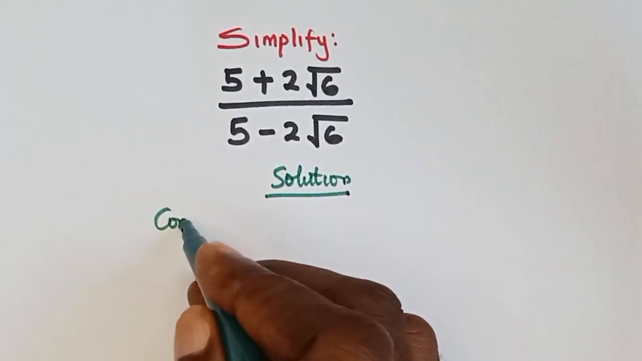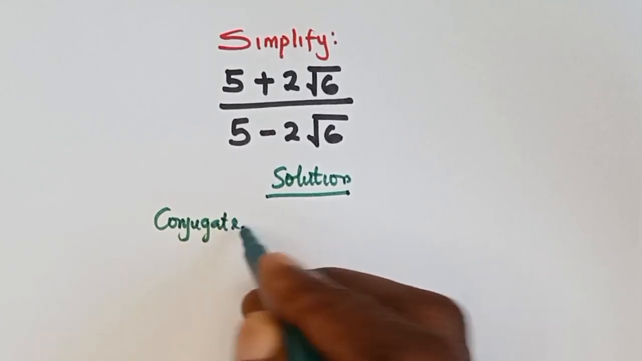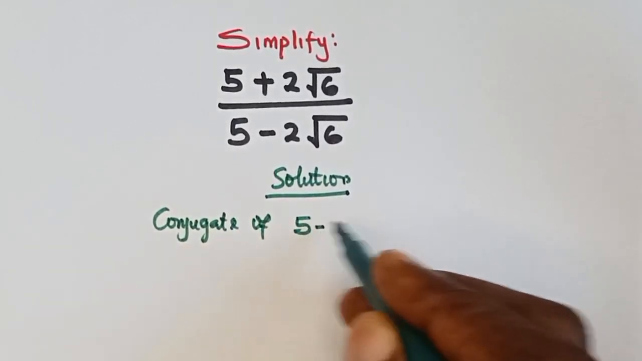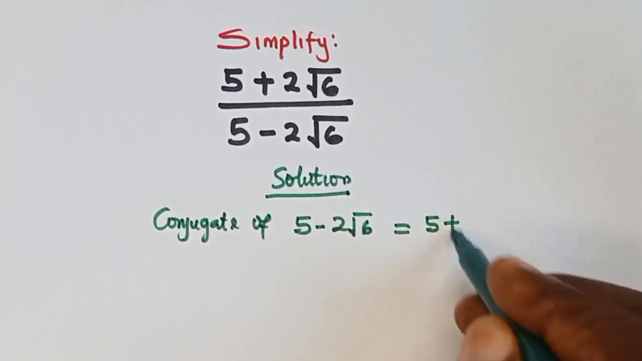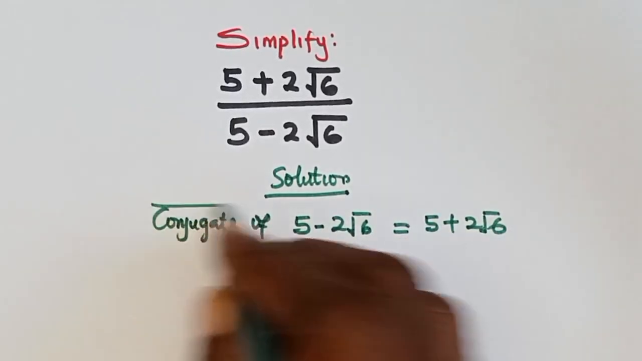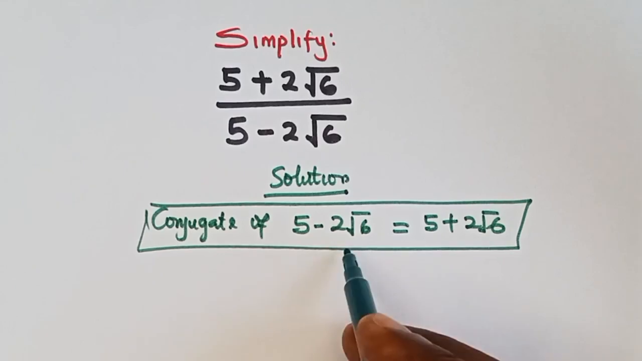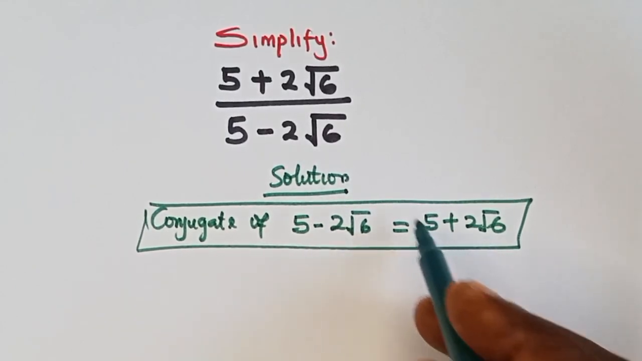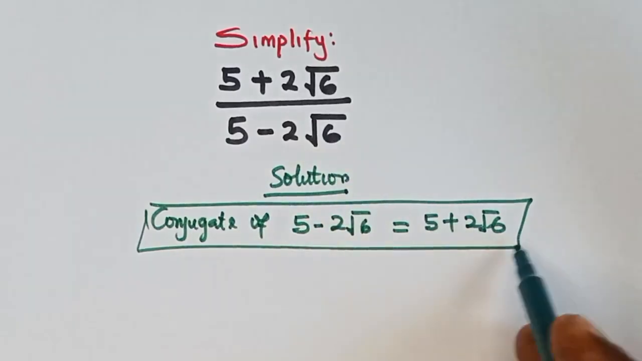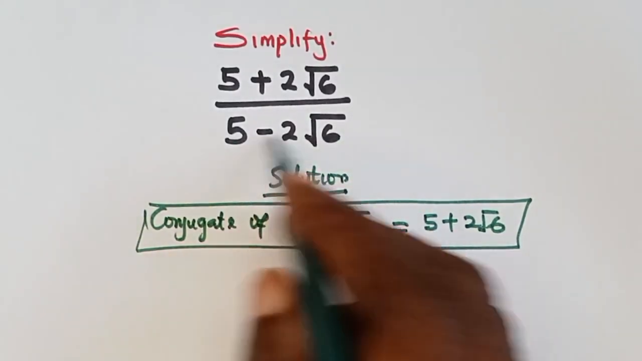Okay, the conjugate of 5 minus 2 root 6 is 5 plus 2 root 6. So we are going to multiply both the numerator and denominator by the conjugate of this denominator.